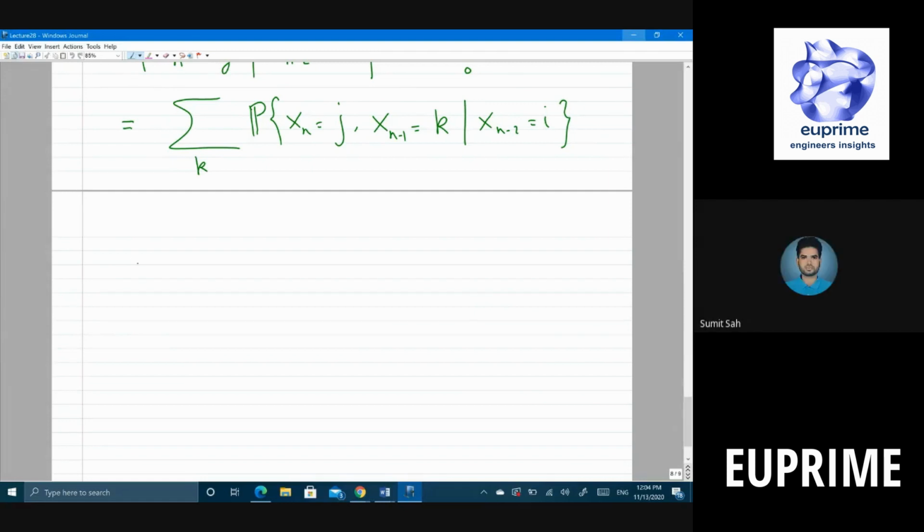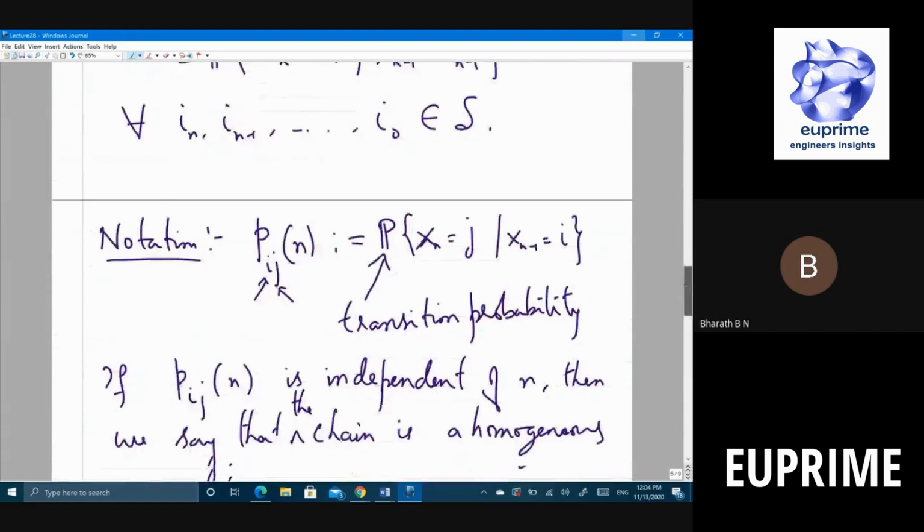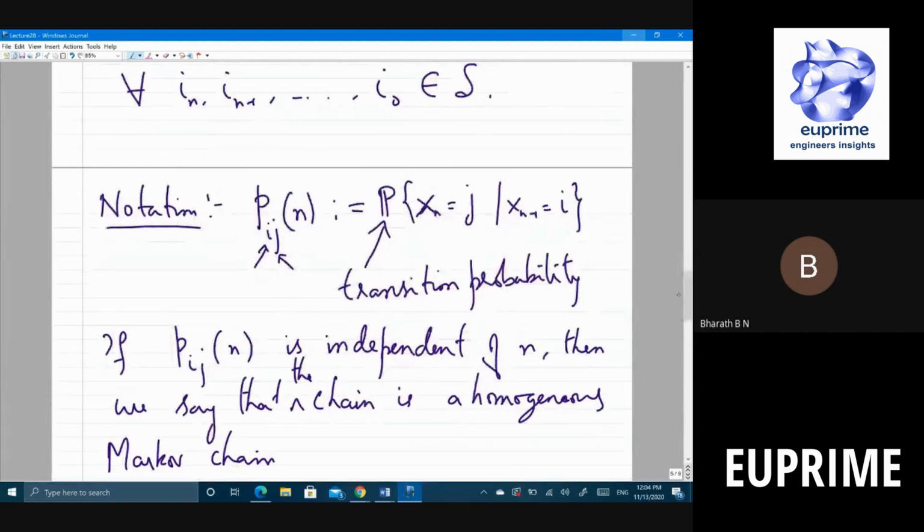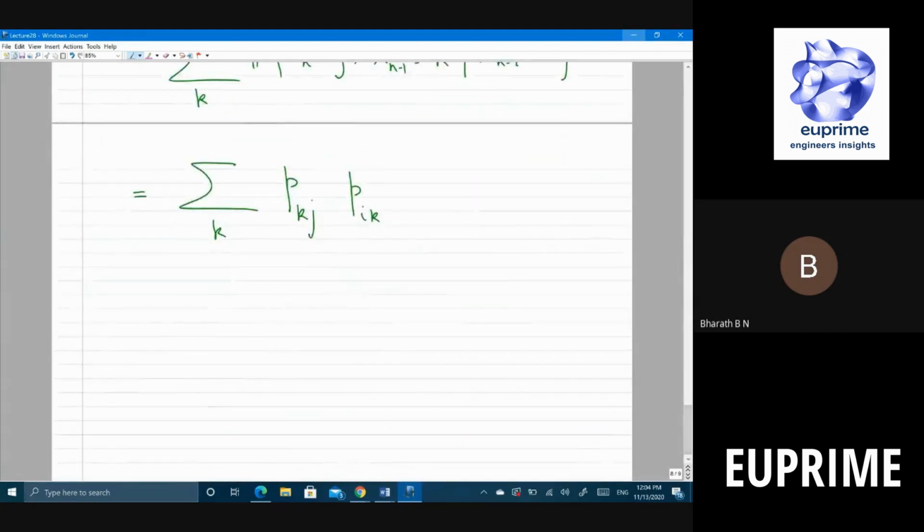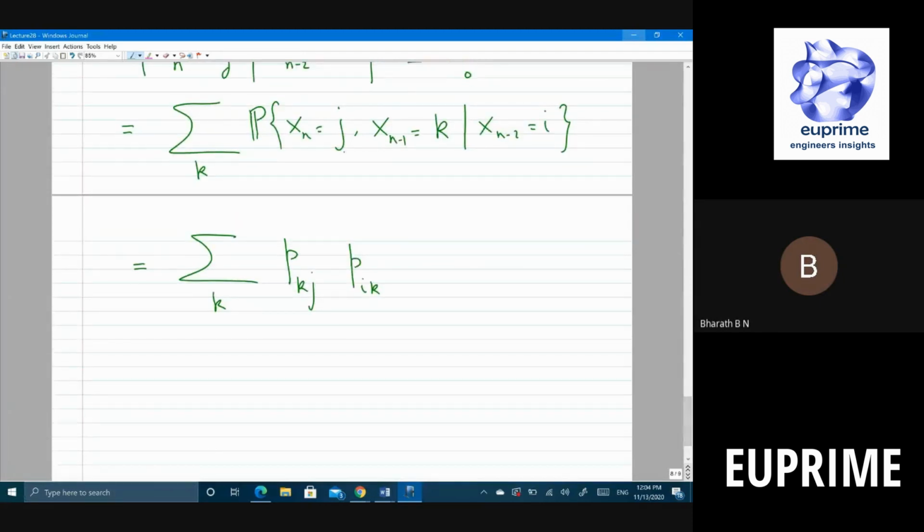Yes, sir. So this is summation over all K. The first one will be I go from K to J, and then the second one will be I to K. Is that fine? Let me just check, I get confused with the notation. So I to J is IJ. So K to J, that's correct. So K to J and I to K and K to J. Is this fine?